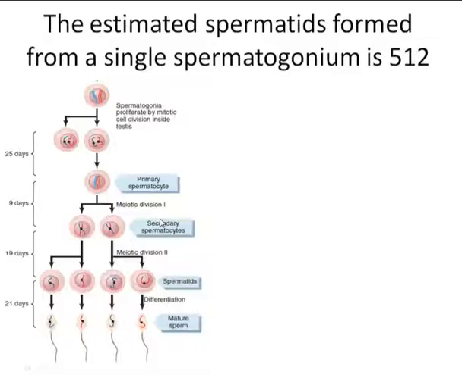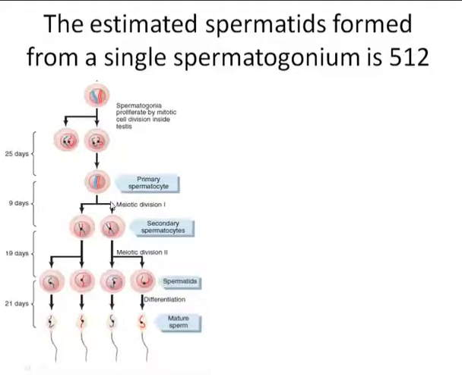Now again, the secondary spermatocytes undergo the second meiotic division. That will not affect the chromosomal number; haploid remains haploid. This is haploid, this is also haploid, but this one is diploid, and this one is diploid. When the primary spermatocytes convert into secondary spermatocytes, the chromosomal number is reduced. Now the secondary spermatocytes will give rise to spermatids.